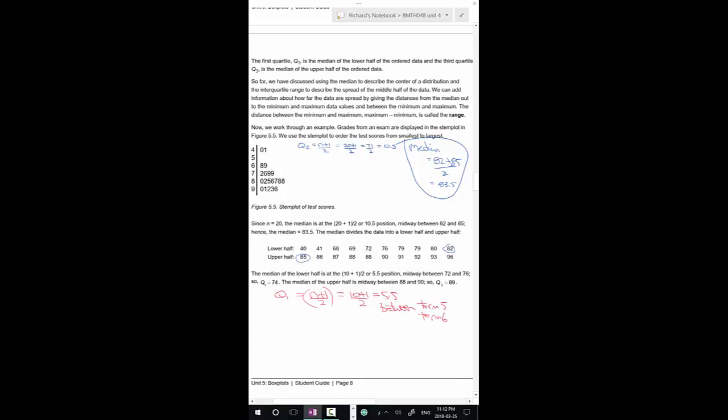So where are those? 1, 2, 3, 4, 5. There's the fifth term. There's the sixth term. I'm going to average those two to get Q1. So Q1 is going to be equal to (72 + 76)/2. Well, that means Q1 is equal to 74.